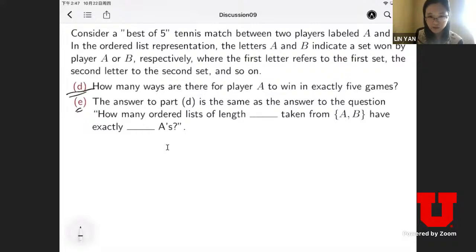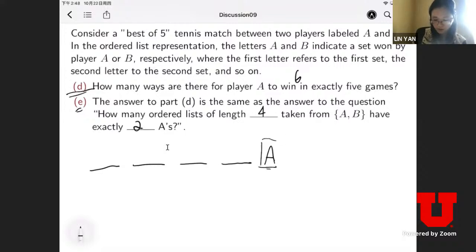Okay, thanks Peter and Andrew for the answers. So yes, it is 4 choose 2, and the answer is 6. And the same as the previous one, we need A to win in exactly 5 games. So the 5th game should be A. So the A is fixed. So we have 4 seats and need to put 2 A's on. So it is 4 choose 2.